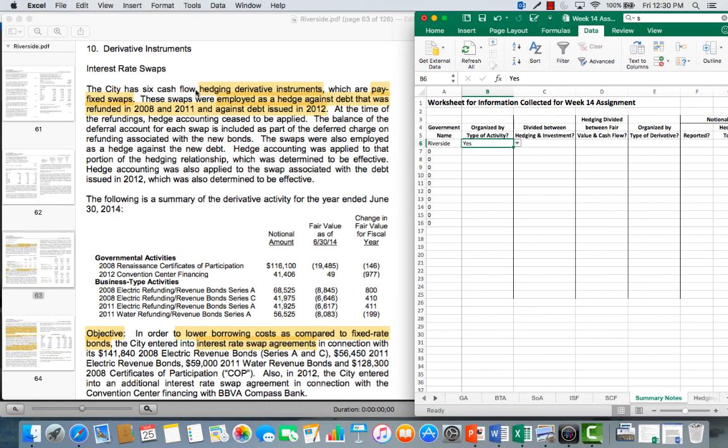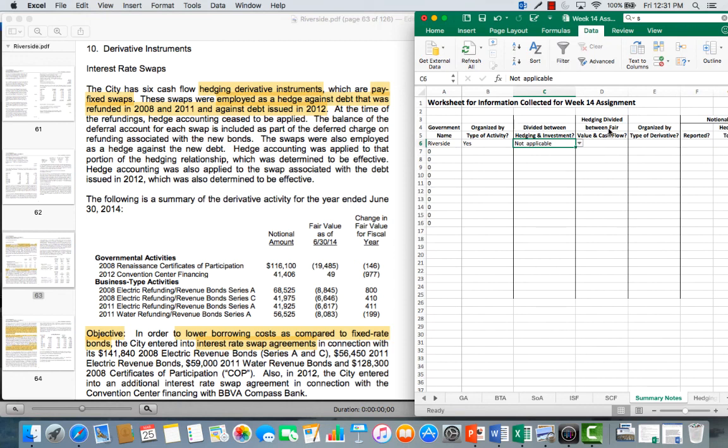The reason for that is because all six derivative instruments they have are cash flow hedges. They're all hedging derivative instruments. They don't have any investment hedging derivatives. So it's not wrong that they're not showing the breakdown. It's just not applicable. So if you are reading this, know that they have both types, and they don't make a distinction in the presentation of the information between hedging and investment, you should click no. But in this case, they only have hedging derivative instruments. If they only had investment derivative instruments, it would be equally not applicable to make that division.